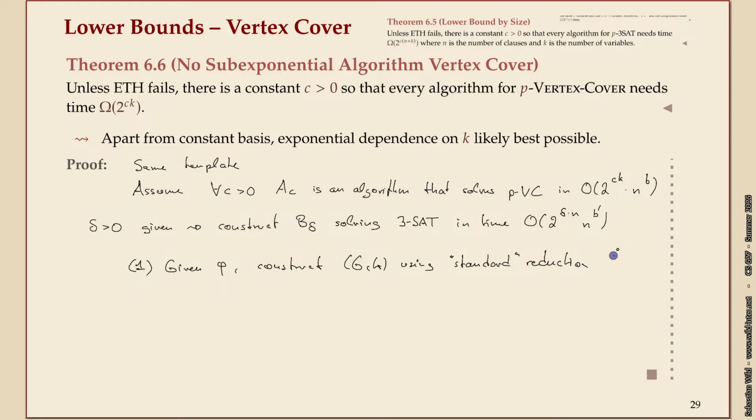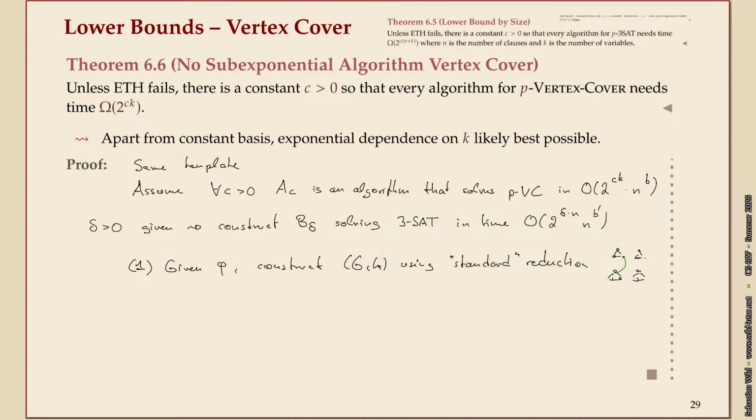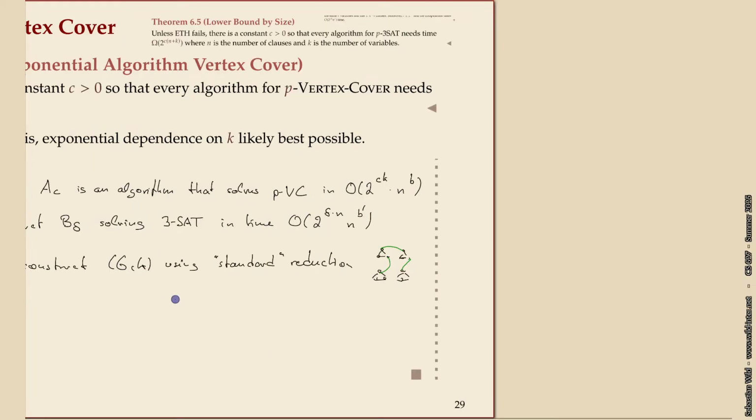Using this reduction, and just to make it visual, there's this triangle for each clause. There's this triangle for each clause, and there's these magic green edges between some of the literals that are negated. So you know what that means, and this is doable in polynomial time. And let me just use our assumed algorithm on this.